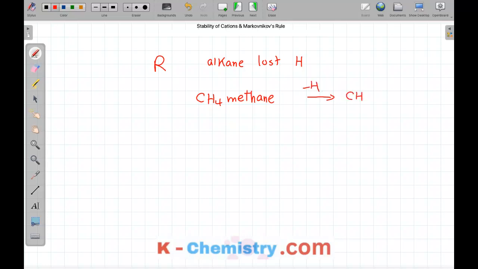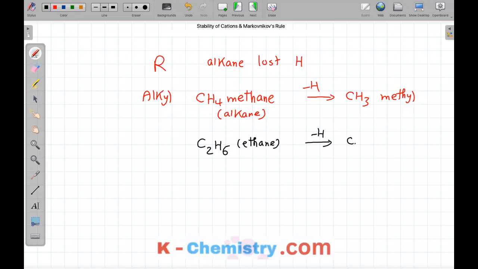A CH3, which is called a methyl. This is a first example of what we know as the alkyl. So the alkyl is formed from alkane by losing hydrogen. So what if you have C2H6? C2 multiplied by 2 is 4 plus 2 is 6. So this is an ethane. This was a methane. It loses an H, so it forms C2H5. This is the ethyl. So this is the second type of alkyl.